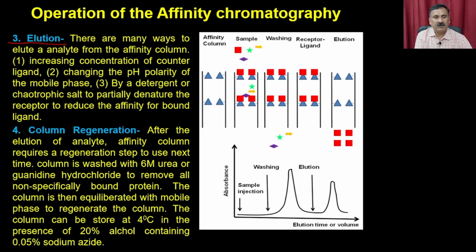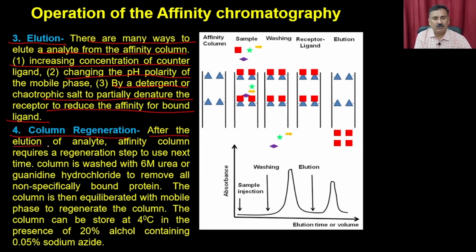In the elution, there are many ways to elute the analyte from the affinity chromatography. You can increase the concentration of the counter ions, or you can change the pH or polarity of the mobile phase, or use a detergent or a chaotropic salt to partially denature the receptor to reduce the affinity for a bound ligand. And once you're done with the elution, you also have to do the column regeneration.